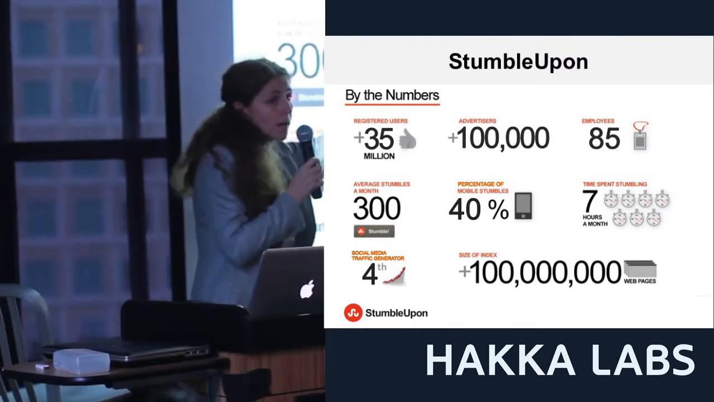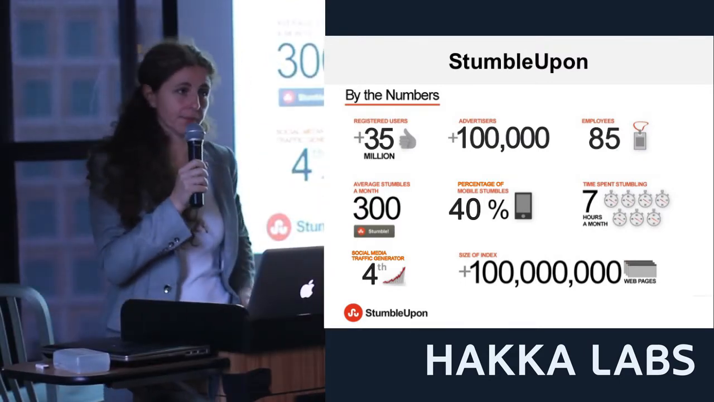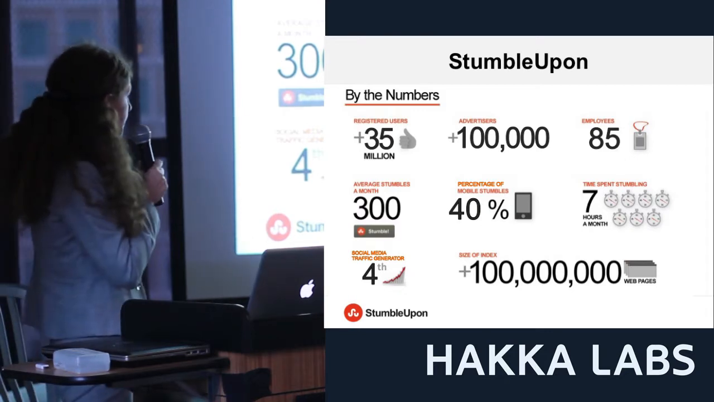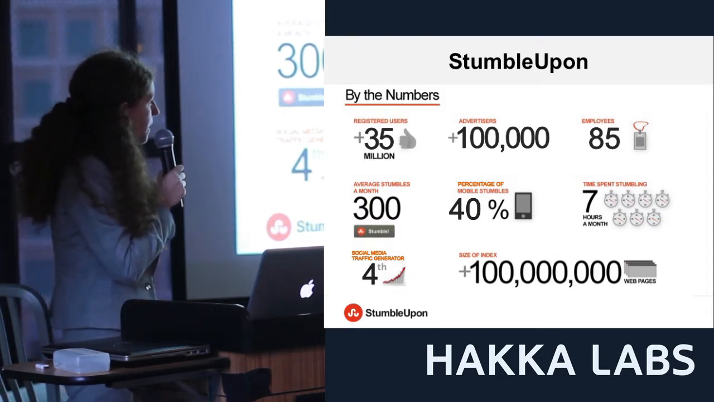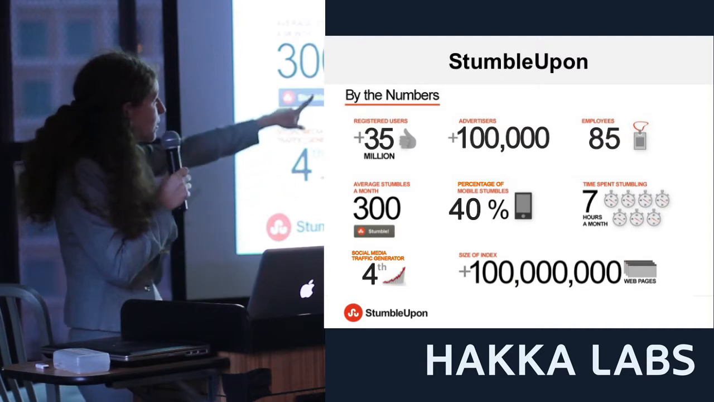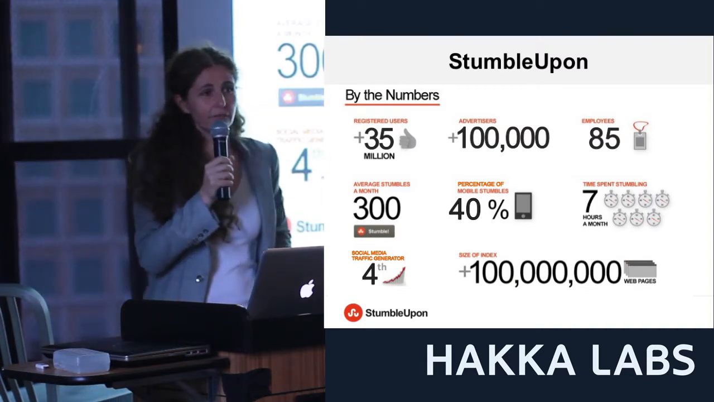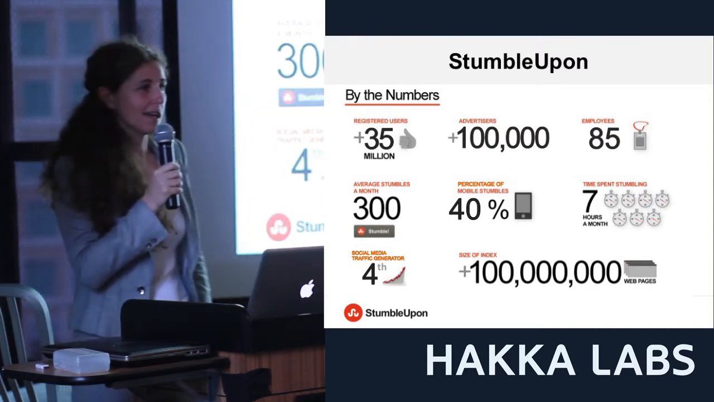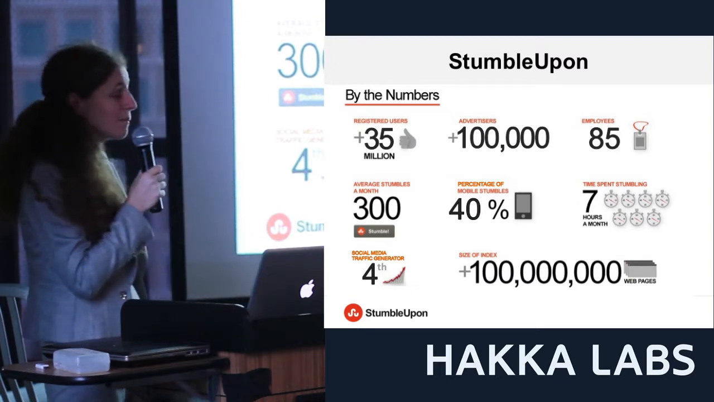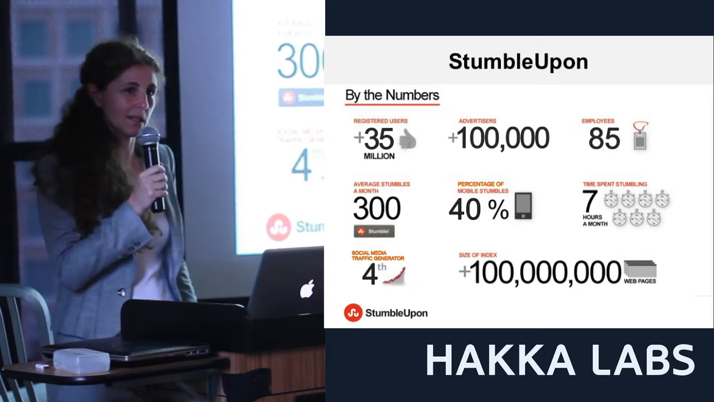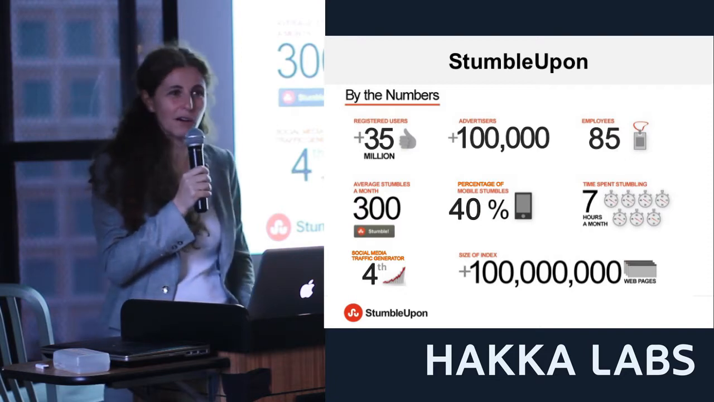Our Stumble is also on mobile platform, and so this is another challenge. And again, number of employees: 85. If we consider the revenue per employee, it is higher than at Google, and this is something to be proud of.